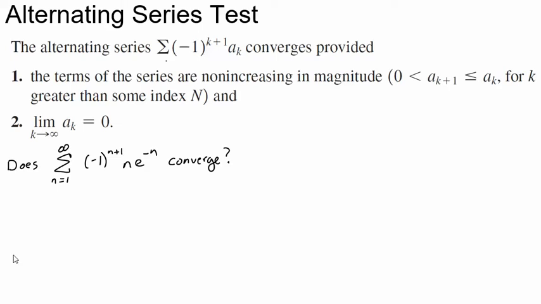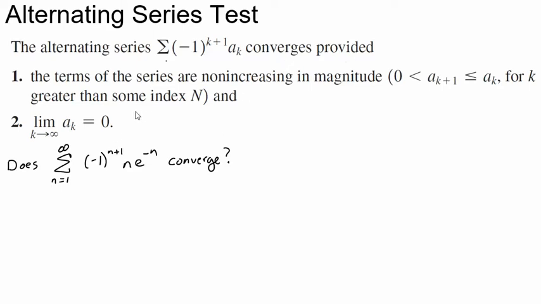In this video, we're going to look at the alternating series test. We're going to look at a couple examples. So the alternating series test says the alternating series, represented here, converges provided that these two conditions are met.